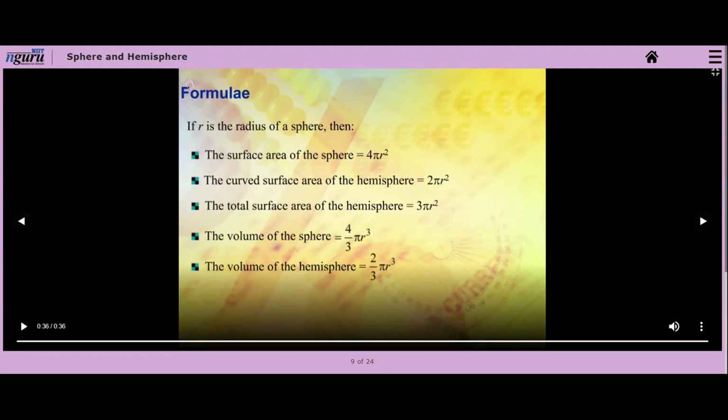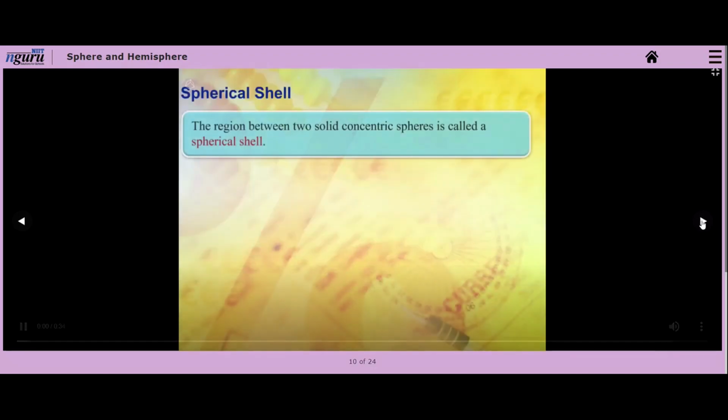Do we have a curved surface area of sphere? No, ma'am. Only total surface area.